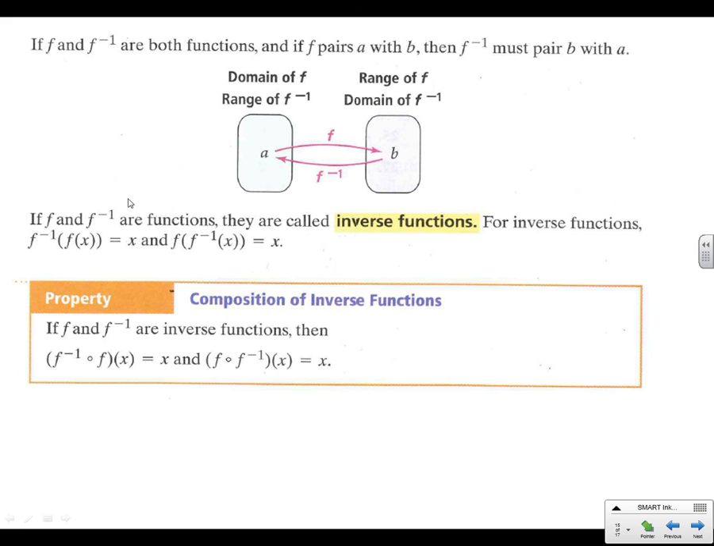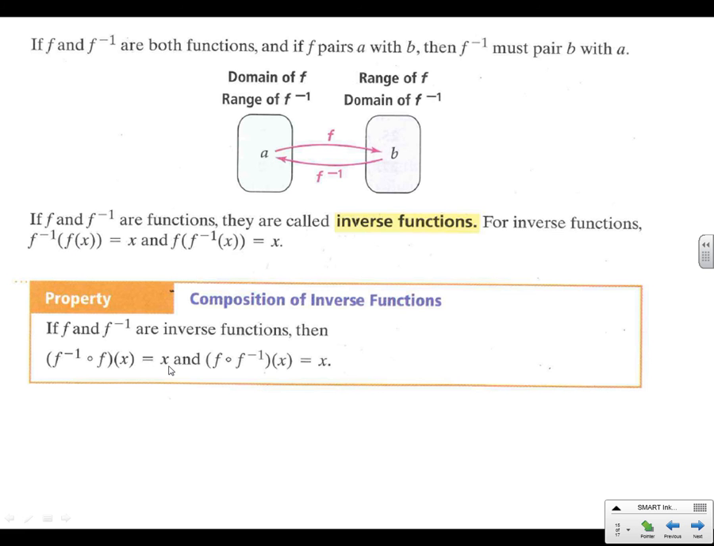All right, last part here. Let's talk about our inverse functions. If f and f inverse are both functions, and if f pairs a with b, then f inverse must pair b with a. All right, so what this is saying is if the function and its inverse are both functions, then they're going to cancel each other out if you do both of them. That's what this is saying here, right? One cancels out the other.